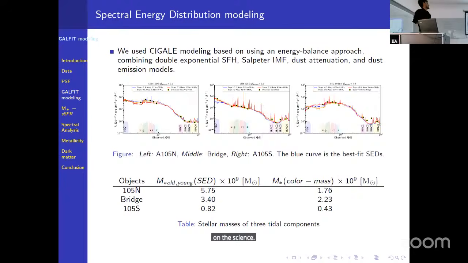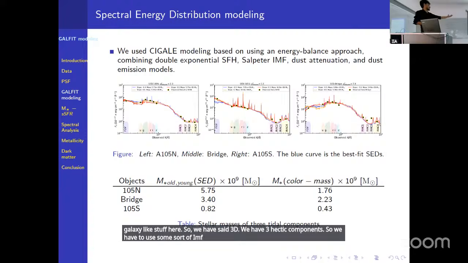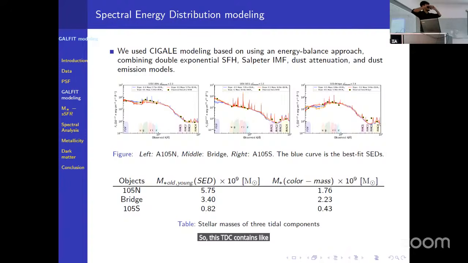So next, we did SED modeling to find the properties of this galaxy, like stellar mass, dust mass, and so on. We have three TDGs, right? We have three tidal components. So we have used a certain IMF, a dust extinction law, and a star formation history model. This TDG contains two populations.